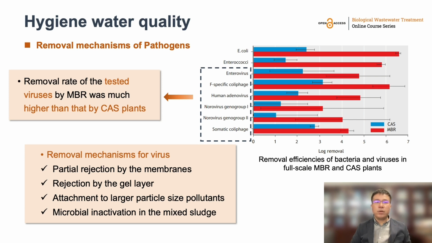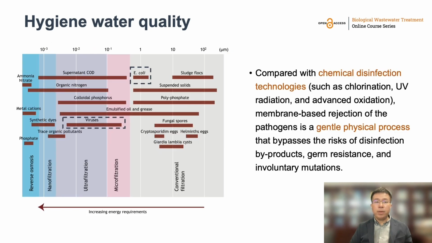In addition, the viruses can attach to the suspended solids in the mixed liquor, or be entrapped into the sludge flux and be rejected by the membrane. Microbial inactivation of the viruses in the sludge mixed liquor is also a possible mechanism for the removal. And compared with chemical disinfection technologies such as chlorination, UV radiation, and advanced oxidation, membrane-based rejection of the pathogens is a gentle physical process that bypasses the risks of disinfection byproducts, germ resistance, and involuntary mutations.